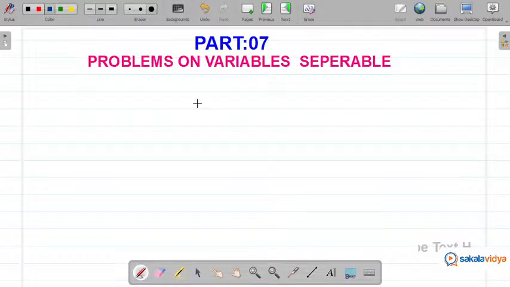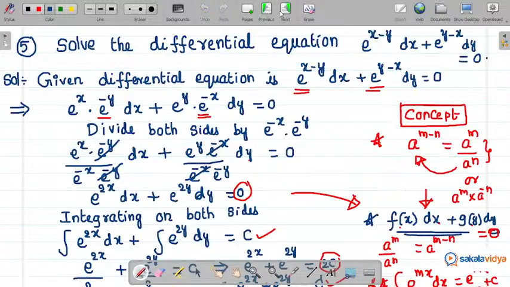So, in this regard we have been discussing differential equations. So far we have discussed part 6 and also problems on variable separable. Still we have some more problems on variables separable. So, let us complete those problems. After that we shall switch over to the next model. So, now without wasting our time, let us start directly. The previous question, that was question number 5.